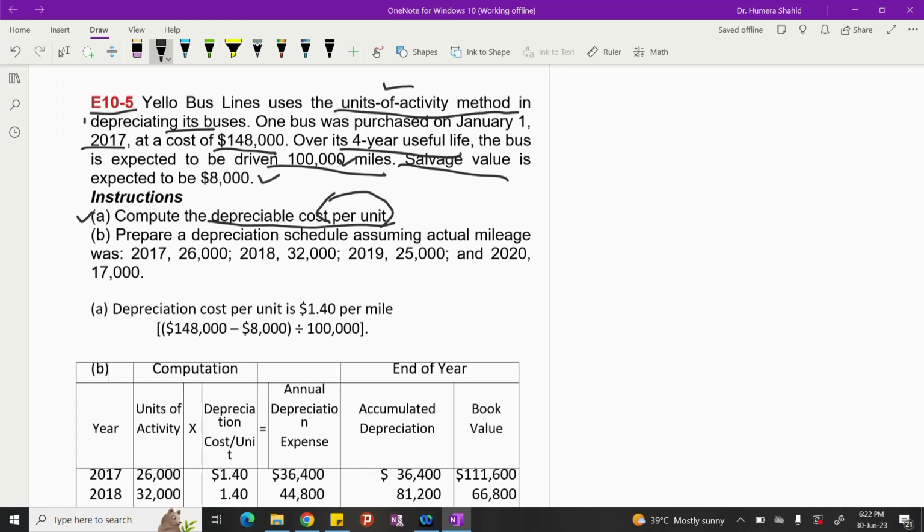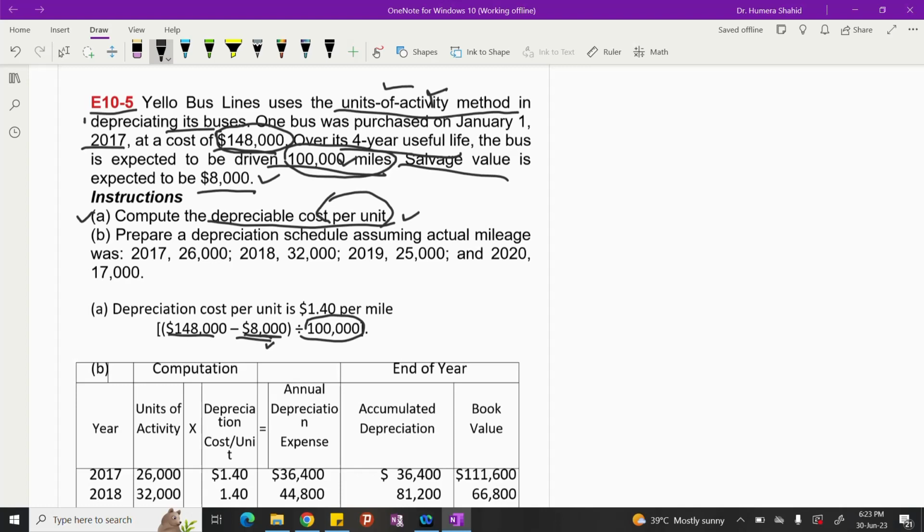Even if they don't ask us, we have to calculate it for the unit of activity method, because the first step is to calculate the depreciable cost per unit. Okay, let's do this. So what is the total cost? $148,000. How many total units, total miles can this bus drive? 100,000. So we also have a salvage value of $8,000. So I need to calculate it. I'm going to use this formula: cost minus salvage value divided by 100,000, which is the total units. Why have I deducted this $8,000? Because this $8,000 I will recover at the end of the life. So that's why I have to deduct it, right? If there is no salvage value, I will not deduct anything.